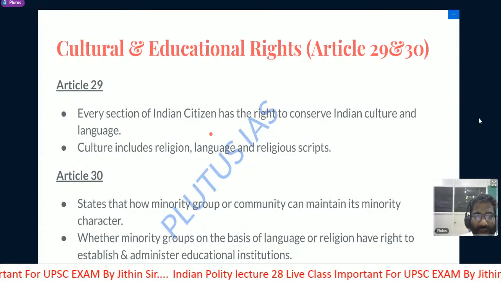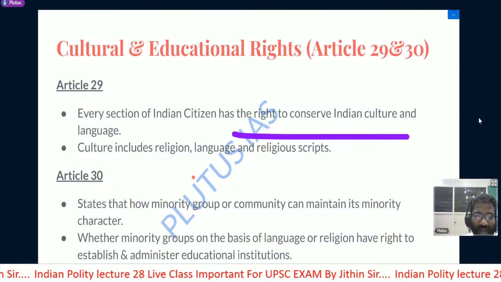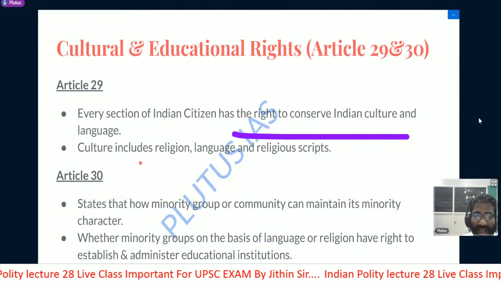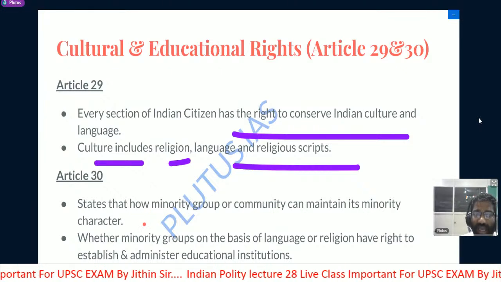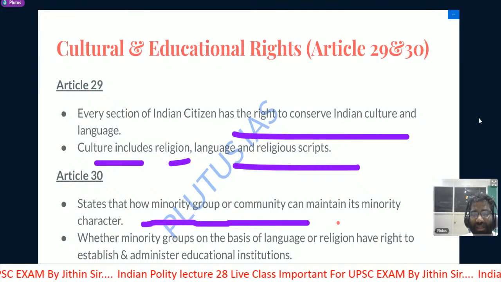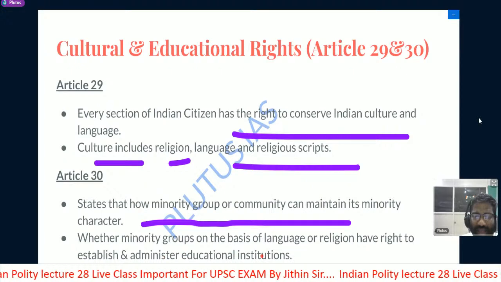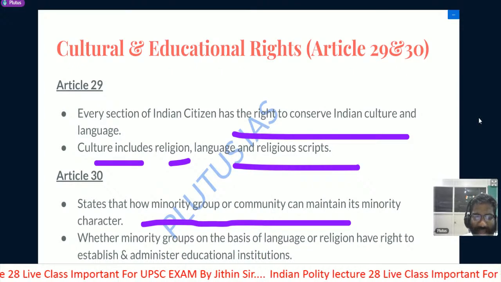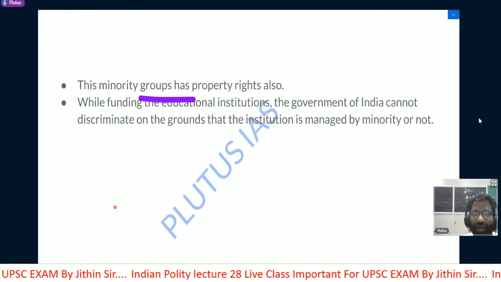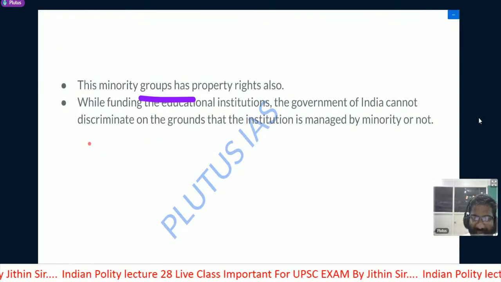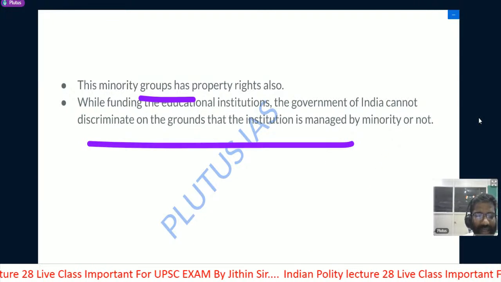Okay, clear? So Article 29 says that every Indian citizen has the right to conserve or preserve their language and culture. Culture includes religion and language includes religious script. Article 30 says that minority character can be preserved, and they can establish any educational institutions. They have property rights also. And the last one is that while funding, they should not discriminate.